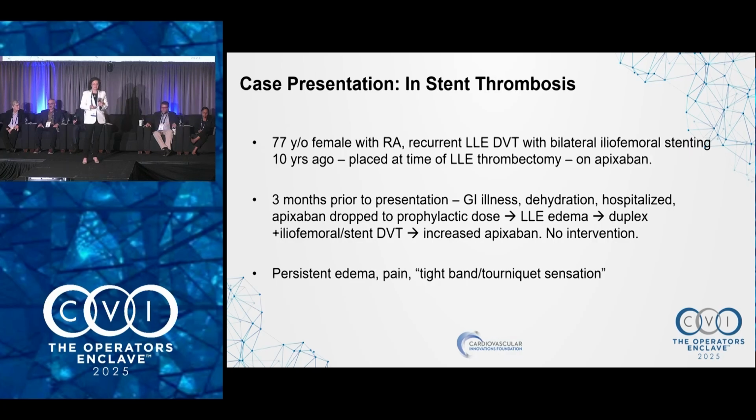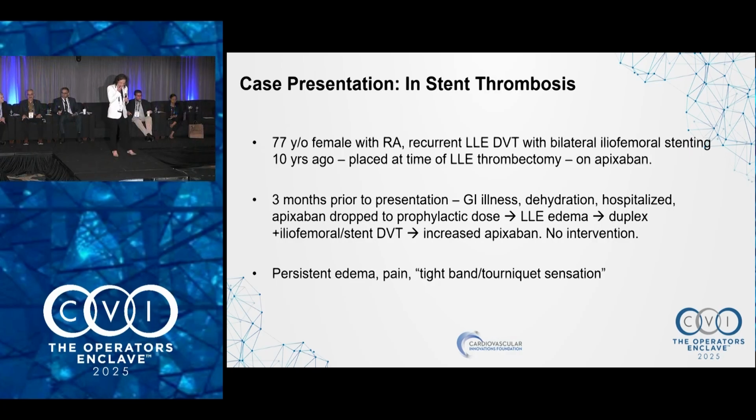So I'm going to present this case of a patient with in-stent thrombosis, because I think that's certainly a challenge that we face, especially when stents fail due to multiple reasons. And I think anatomically is certainly one of the things that should be considered, and we'll talk a little bit about that. So this is a 77-year-old female with rheumatoid arthritis with recurrent left leg DVT.